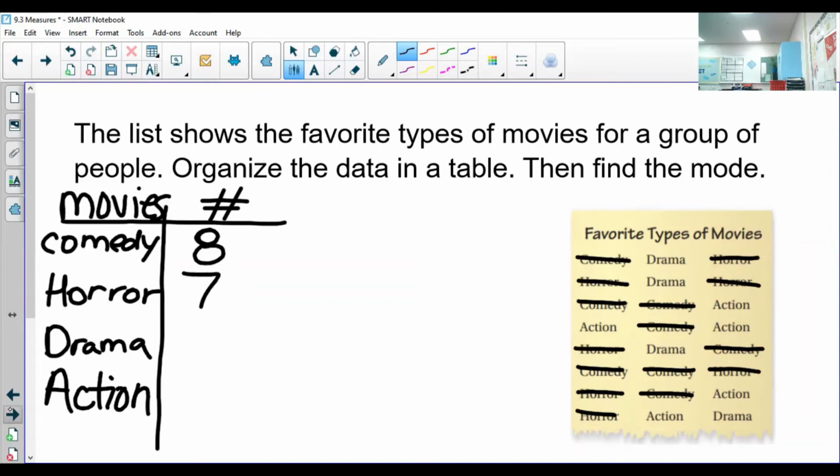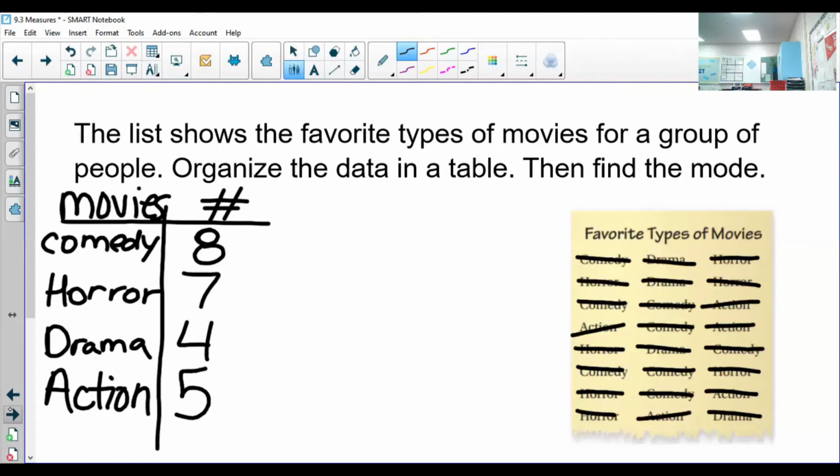Drama is next. We have 1, 2, 3, just 4. So drama is 4. And last we have action. So 1, 2, 3, 4, 5 action movies.